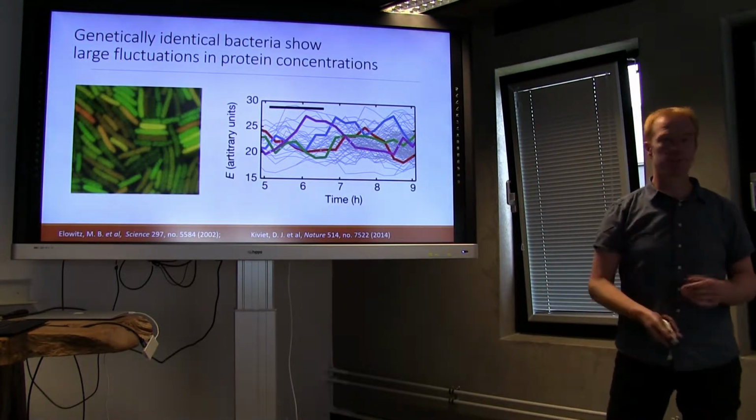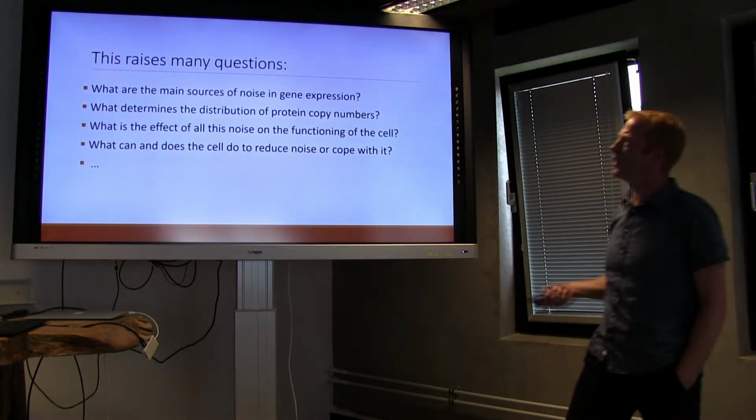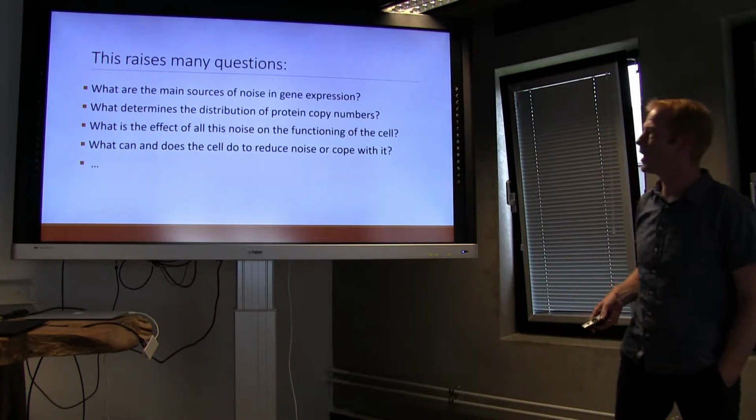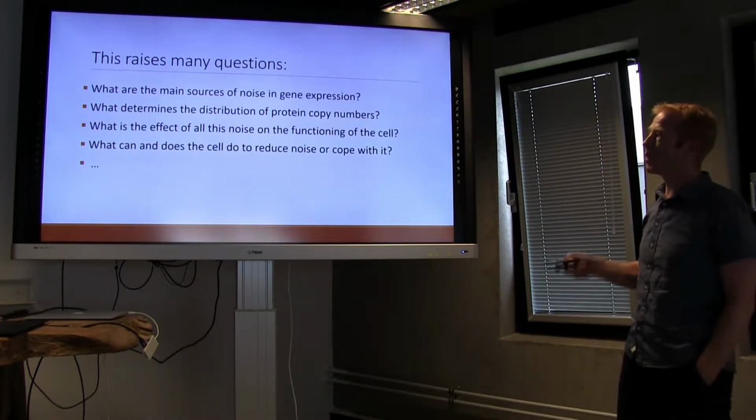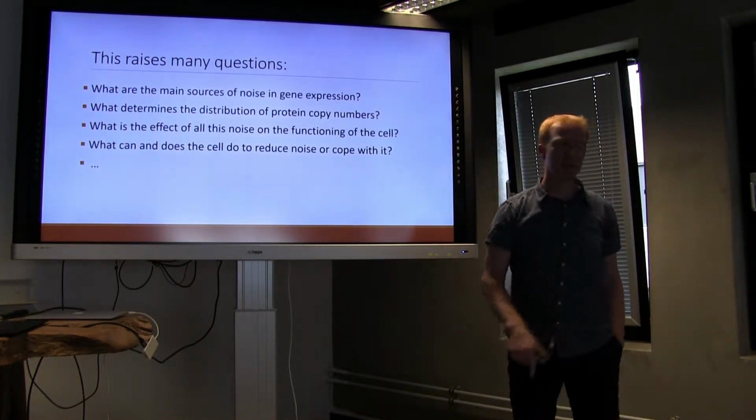So they fluctuate a lot. Now, why is this? Well, if you observe this, and people knew this for a long time, immediately a lot of questions come up. Like, what are the main sources of noise in gene expression? Why is this so noisy?